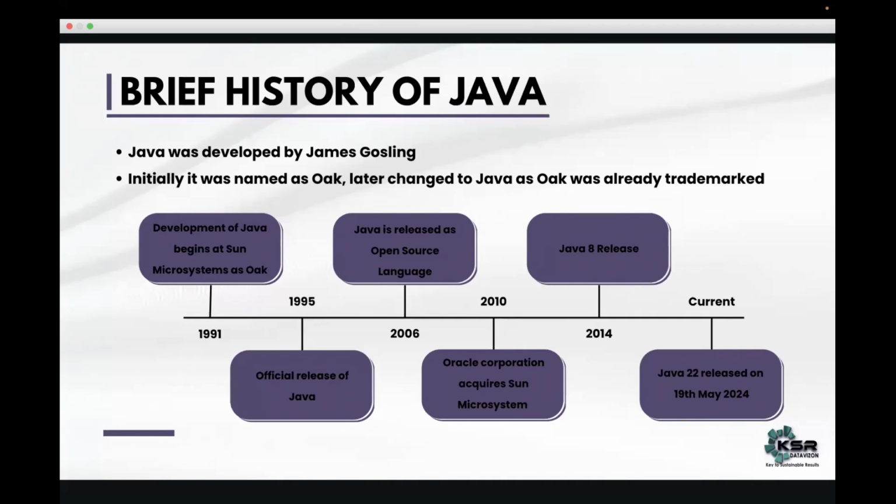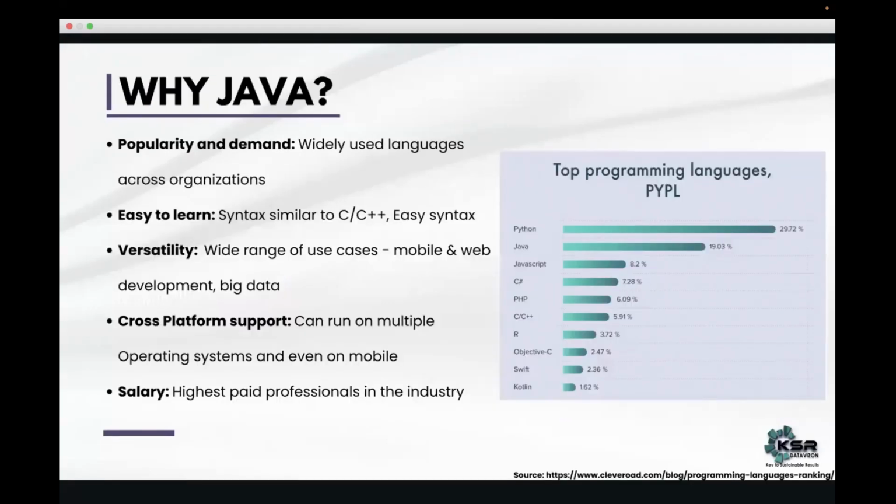Now let's see why you want to learn Java. You might have seen this in the demo, might have seen these slides, but this is a proper class, so we'll go through this again. If you see PYPL statistics, Java is second in top programming languages. So why Java? Why do you want to learn this? Because of its popularity and demand. Java is widely used across very large enterprises, medium enterprises, and startups.